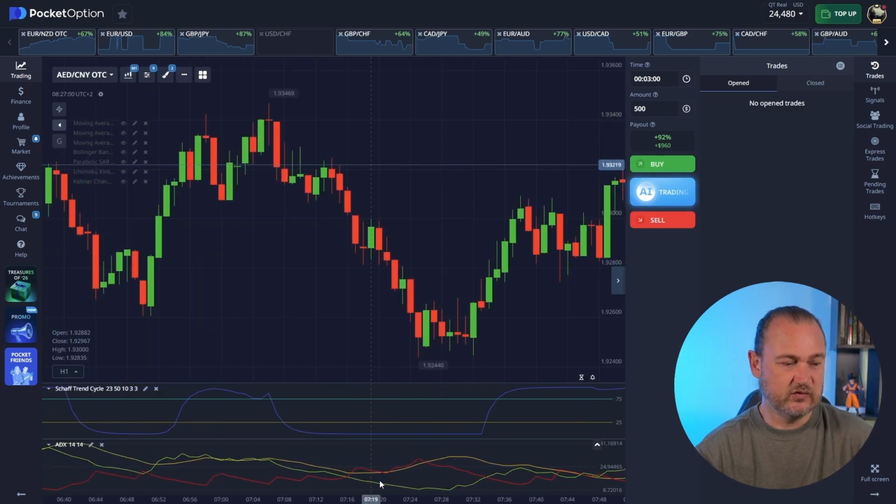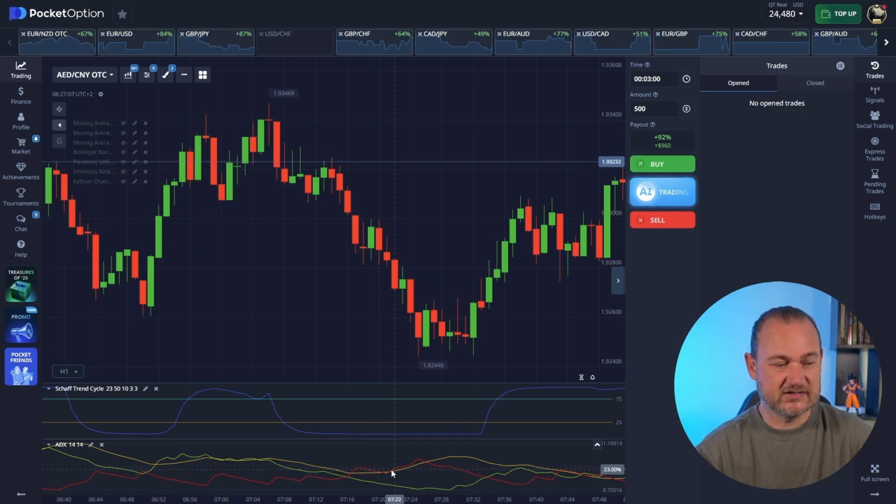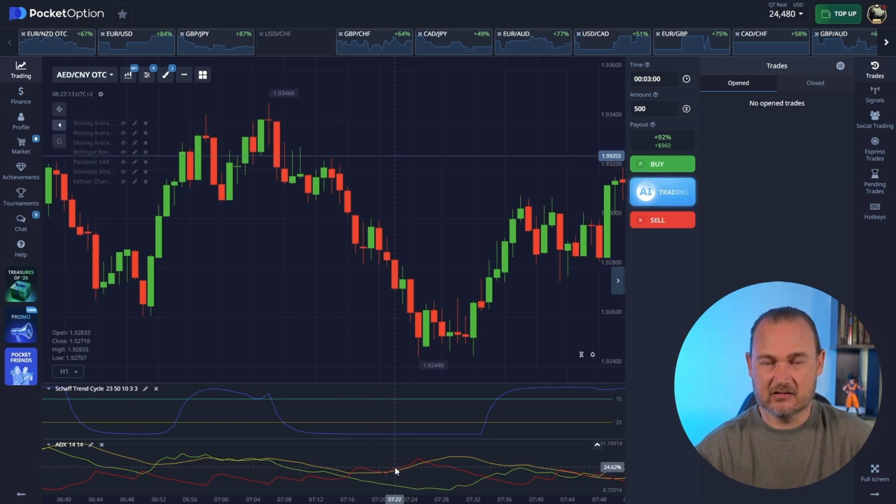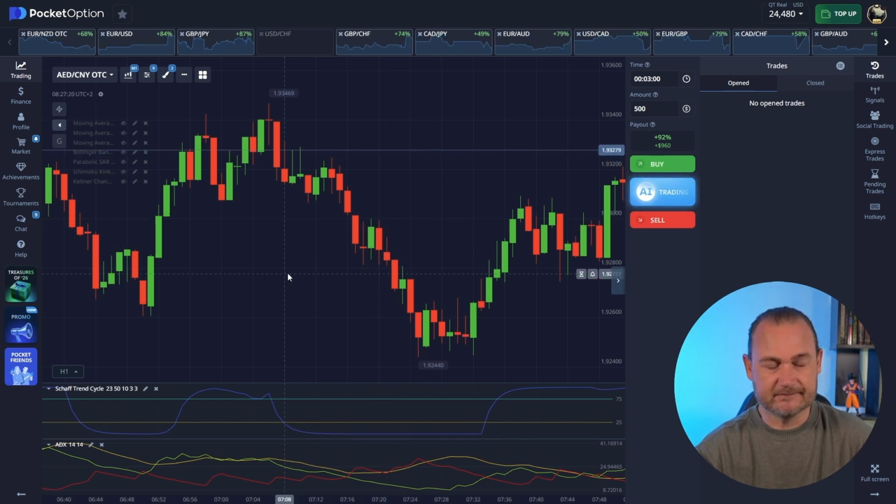So what we're going to look for is areas where the DI starts returning back and then starts going up again. So here, you can see the DI minus in this downwards move kind of bounced on the ADX and started moving upwards again. My scuff trend cycle was well in the oversold area, so this will be a sell signal for us.